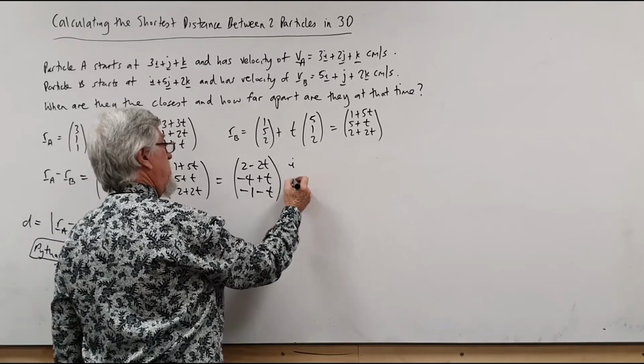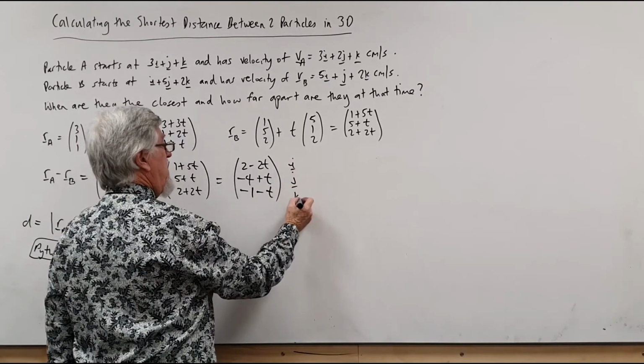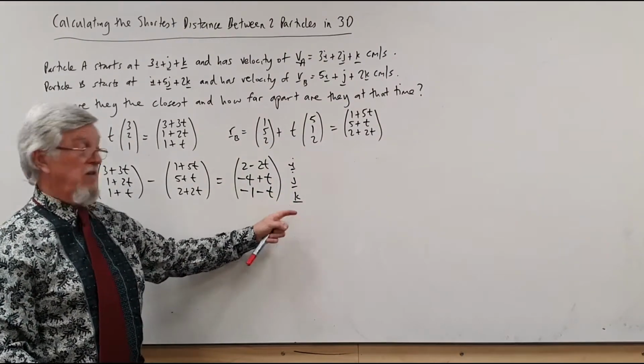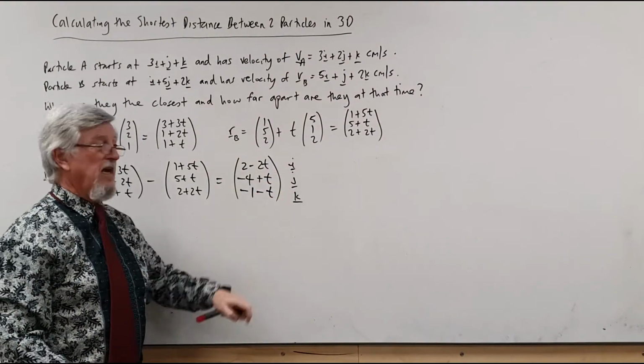So there's your I values, there's your J values, and there's your K values. In Western Australia, you've got to underscore everything. If you don't underscore it, you can lose a mark. It has to be there all the time.